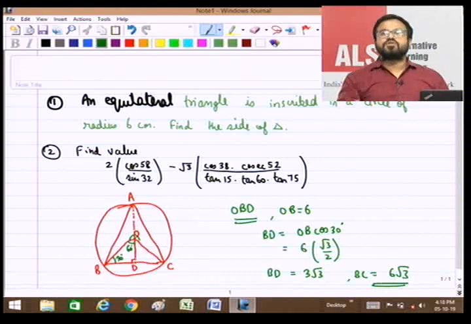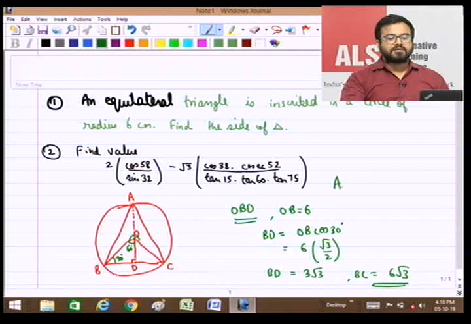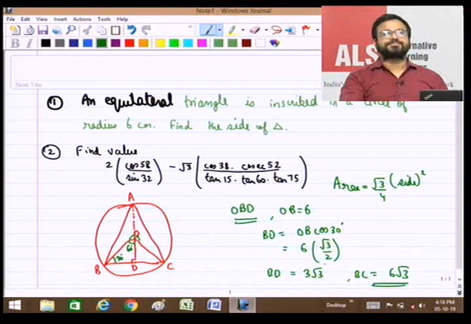They can also ask you to find the area of the equilateral triangle. The area of an equilateral triangle is given by root 3 by 4 times side squared. Right now the side is 6 root 3, so that is the final answer. Not 4 root 3. Is this clear to all? Senapati, Tamenglong, Sisipur? Is this clear?